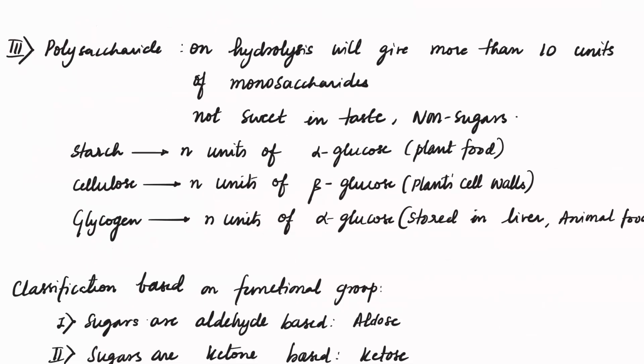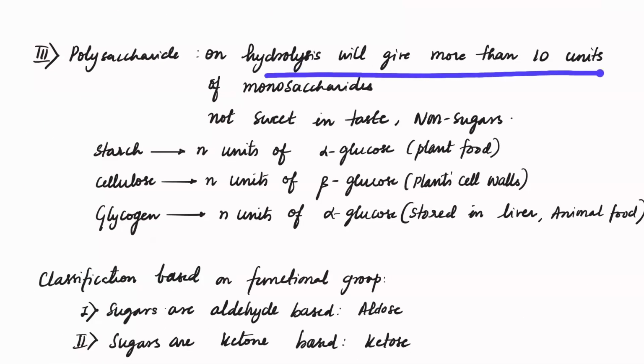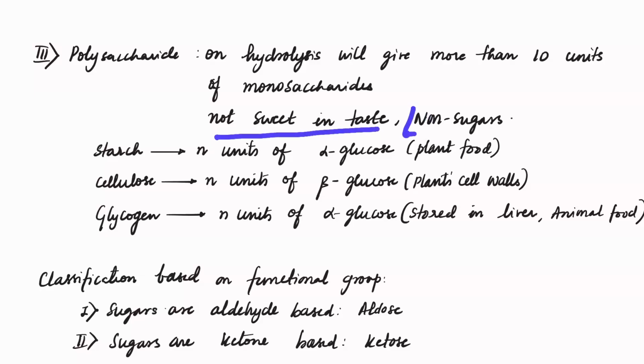Next, what are polysaccharides? If on hydrolysis we get more than 10 units of monosaccharides, and they are generally not sweet in taste, they are also called non-sugars. For example, starch, cellulose, glycogen. Glycogen is like the animal starch. Starch is made up of n units of alpha glucose. What alpha and beta glucose are, I'll explain in some time.